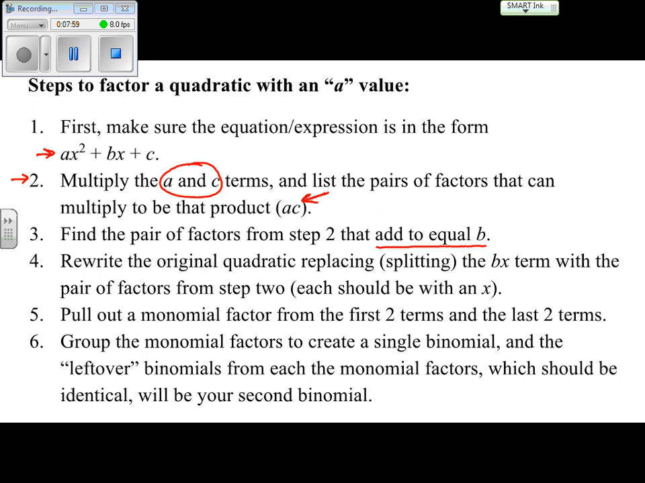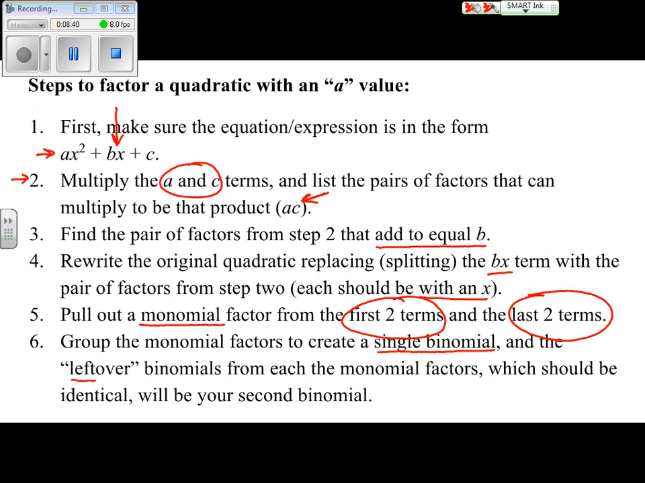Again, there's the one extra step here where we're multiplying the a and c first rather than just looking at c. Then we're going to rewrite the original quadratic, replacing or splitting the bx term. And I'm going to have to show you that with an example. But basically, this b term, we're going to split it apart and write it as two separate terms, each with an x. All right, so we'll look at that in a little bit. And then finally, and this is why we reviewed this on the last slide, monomial factors. We're going to pull out a monomial factor from the first two terms and then also the last two terms. And there's going to be 4 terms because we'll have split the b in step 4. Finally, group the monomial factors to create a single binomial. So the things that you pulled out will go together.